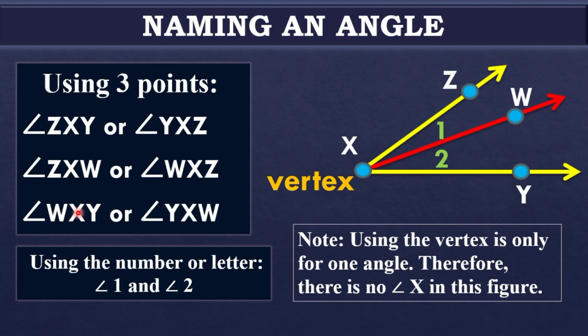Okay? So, ang vertex, when we are naming an angle using its vertex, para lang po siya kapag isa lang po yung angle natin. Kapag more than one, hindi na po natin pwedeng gamitin ang vertex. So, ito pong figure natin, hindi po natin siya pwedeng tawaging angle X. Kasi tatlo po ang angles natin.